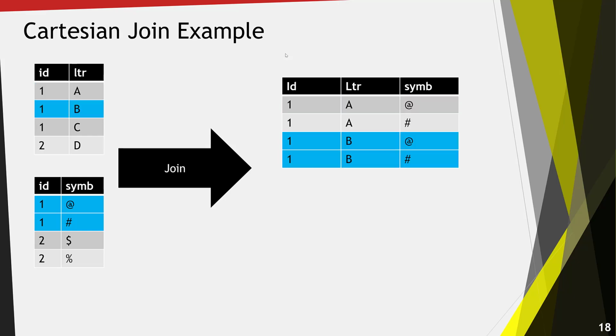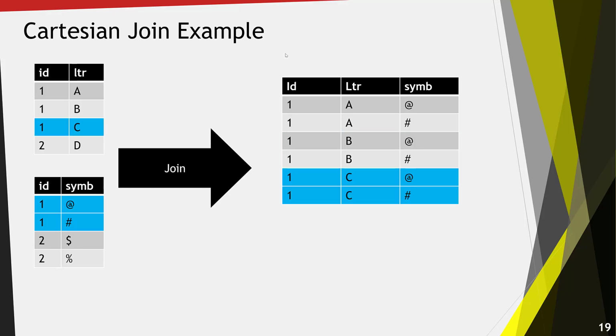It would then move on to the second observation in the first table. Again, the ID is 1. This time the letter is B. It would look at the second table, look for every occurrence where the ID variable is equal to 1. And again, it would form observations 1B and the @ sign, then 1B and the hashtag. Then it would look at the third observation in the first table. Again, the ID is 1. This time the letter is C. And it once again forms two observations, 1C, the @ sign, 1C, and the hashtag.